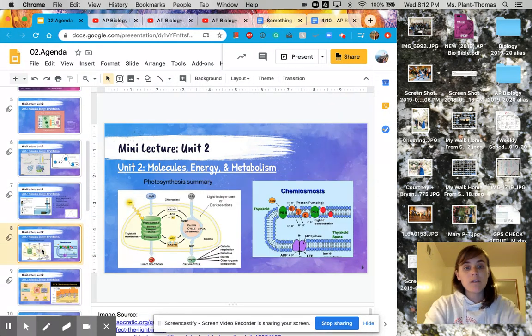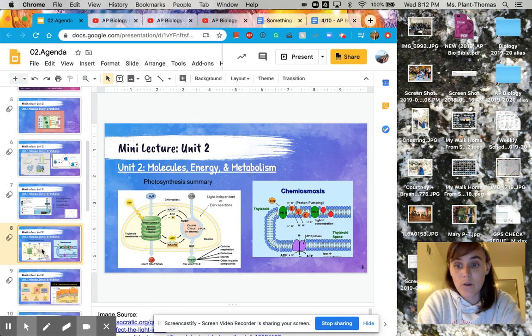Then we moved on to talking about photosynthesis, which of course is made possible by many, many enzymes. There is a lot of detail involved in the process of photosynthesis, but at its most basic, photosynthesis has to do with taking sunlight's energy and using that to make glucose.